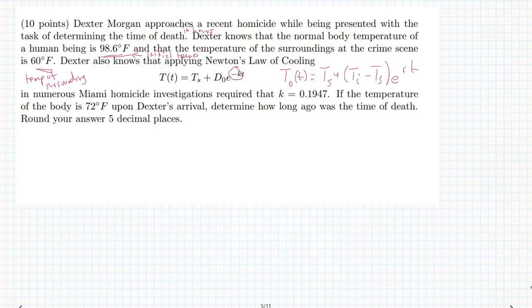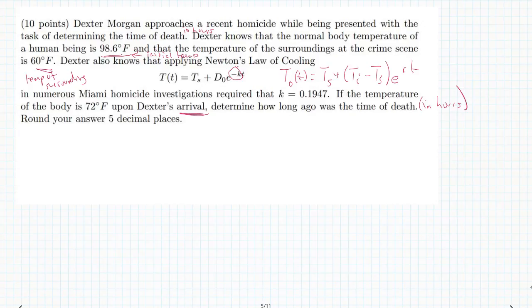So we're kind of all set for the start. And numerous Miami homicide investigations require that k equals 0.1947 if the temperature of the body is 72 degrees Fahrenheit upon Dexter's arrival. How long ago was the time of death? And remember, I mentioned in hours, right? So we're looking in hours. It should have been written up there at the top. Round your answer to 5 decimal places, okay?